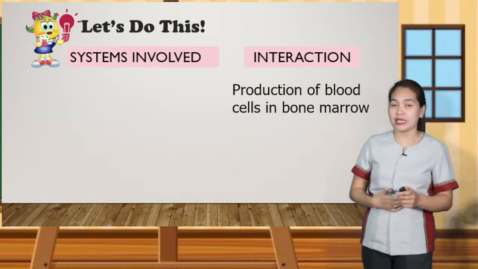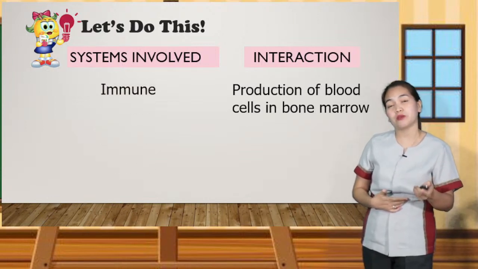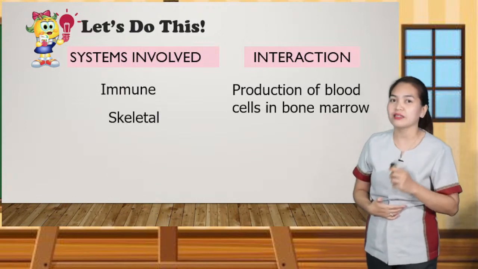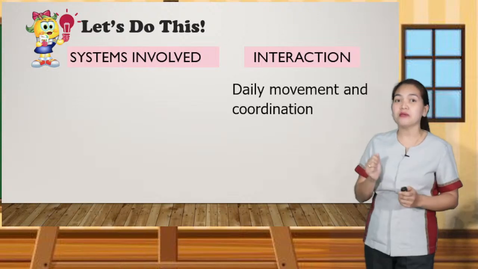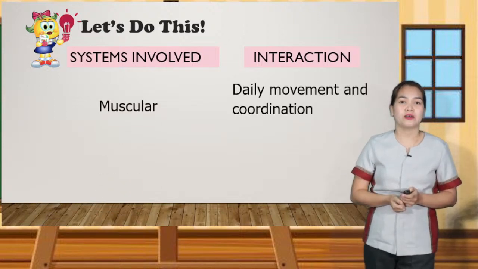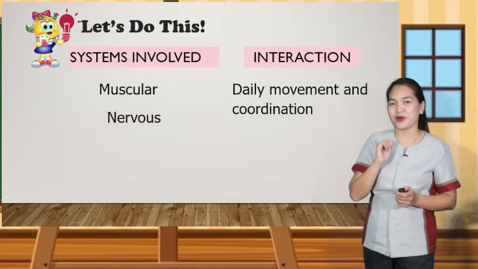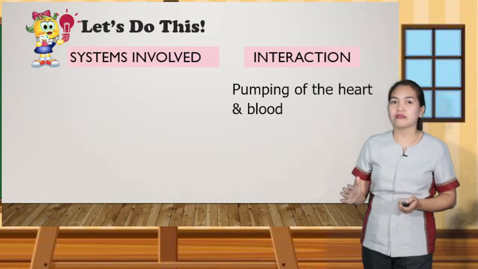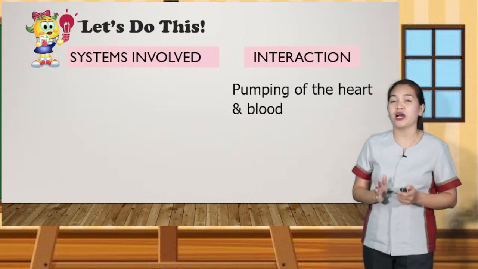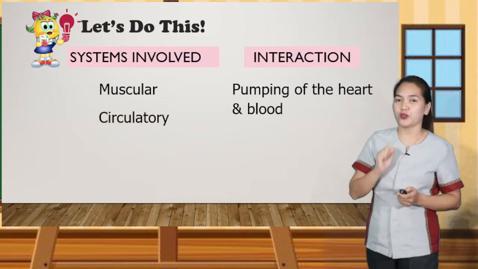Production of blood cells in bone marrow. So the answer is, okay, we have the immune system, and together with the immune system, we also have the skeletal system. Right? Next interaction is the daily movement and coordination. So the systems involved are the muscular system and our nervous system. Very good. And here, the daily pumping of the heart and the blood. So we have the muscular and circulatory system.